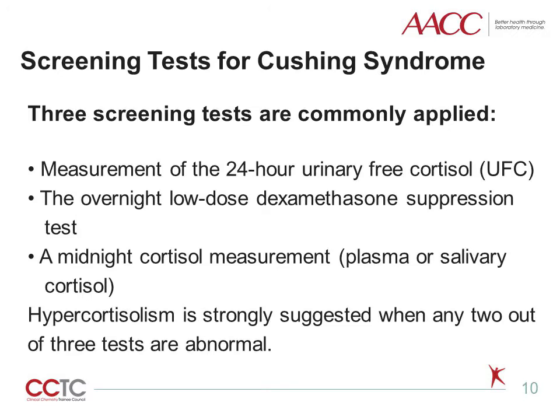Let's look at the screening tests for Cushing syndrome. There are two steps of investigation for Cushing syndrome, the screening test and the diagnostic test. Two simple screening tests are usually conducted for detecting Cushing syndrome. One is the measurement of 24-hour urine free cortisol, and another reliable and convenient screening test is the overnight low-dose dexamethasone suppression test with the measurement of cortisol at 8 a.m.